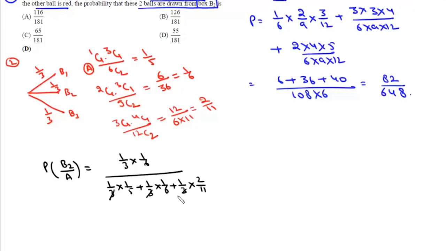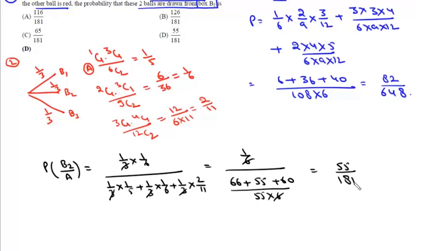Now this 3 will get cancelled. Now this is 1 by 6, and here it is 66 plus 55 plus 60 upon 55 into 6. Now this 6 will cancel. So this value will be 55 upon 126 plus 55, which is 181. And that's your option D.